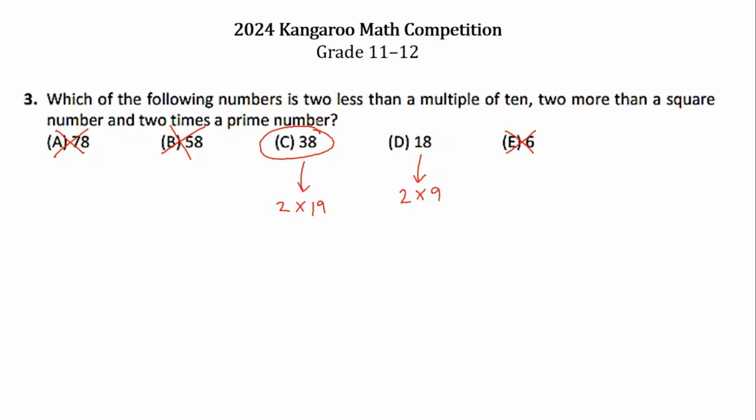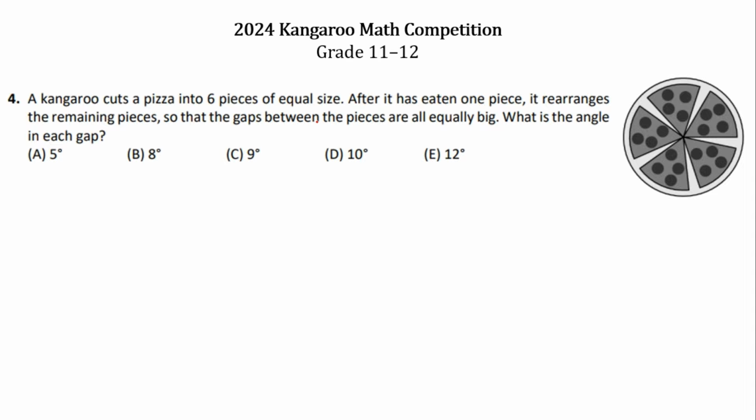Let's have item number 4. A kangaroo cuts a pizza into 6 pieces of equal size. After it has eaten one piece, it rearranges the remaining pieces so that the gaps between the pieces are all equally big. What is the angle in each gap? Alright, originally there are 6 pieces. Let us compute first the angle formed by each piece.